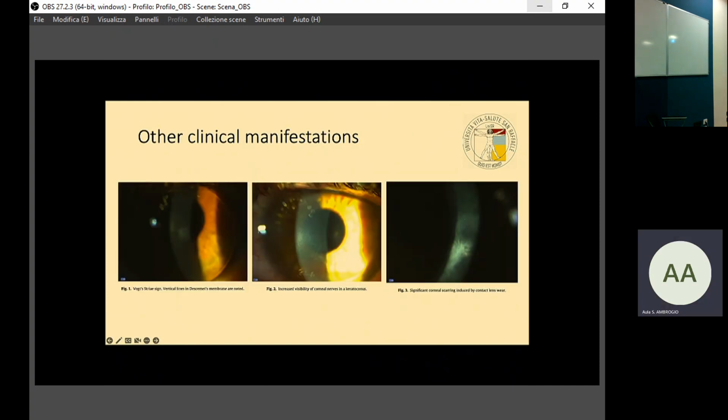Then we have also other signs which are less typical. For example, the Vogt striae, which are vertical lines in the Descemet membrane. And also we have the increased visibility of the corneal nerves, related also to the use of contact lenses in patients with keratoconus.